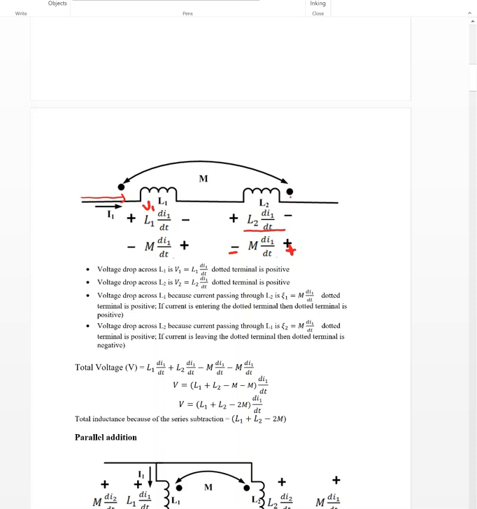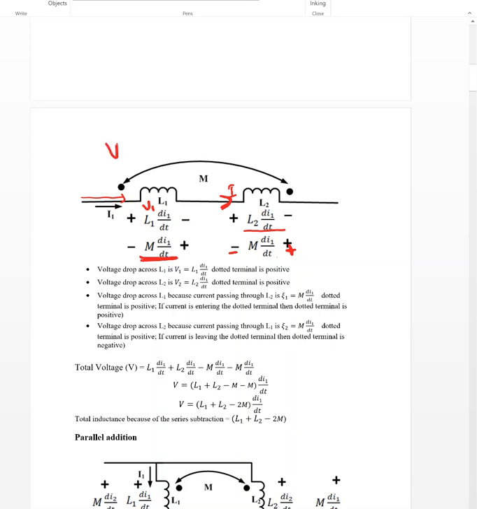Current here, in this case, is leaving the dot, the opposite way. All you need to remember is one important statement: if current is entering the dot, the other dotted terminal is positive. If not, it is negative. So if current is leaving the dot, then that dotted terminal must be negative. Based on that principle, here current is leaving the dot, so the dotted terminal must be negative.